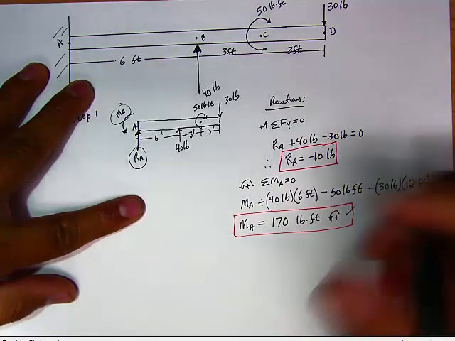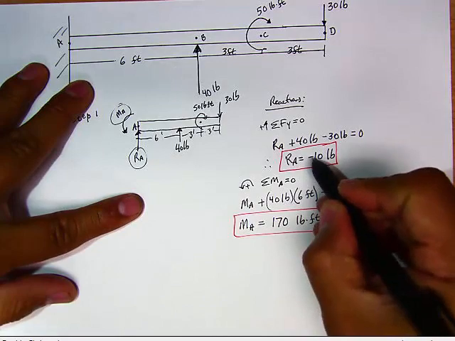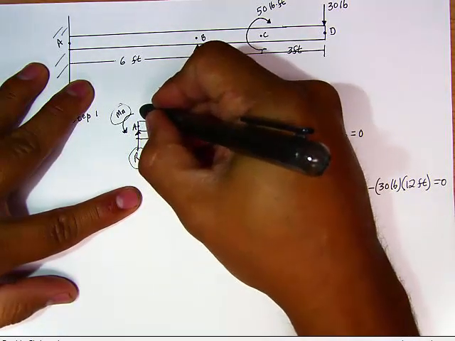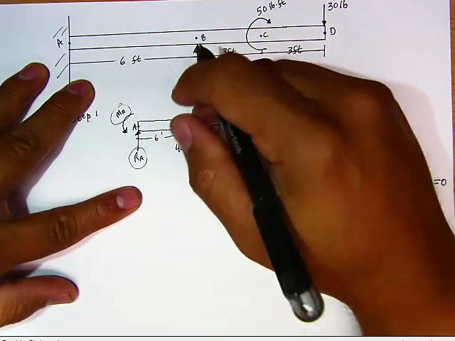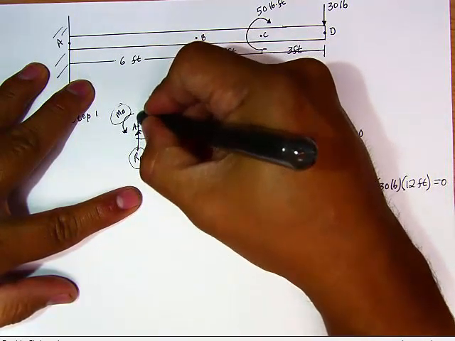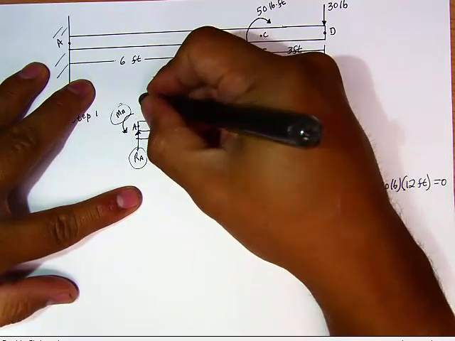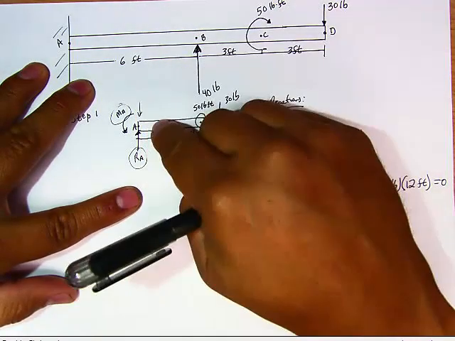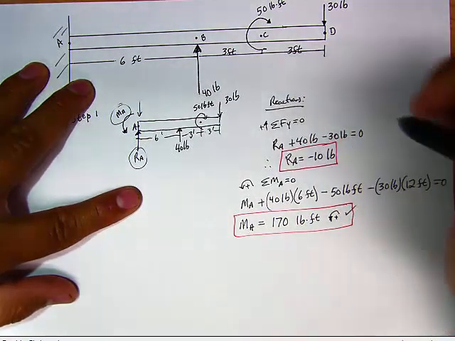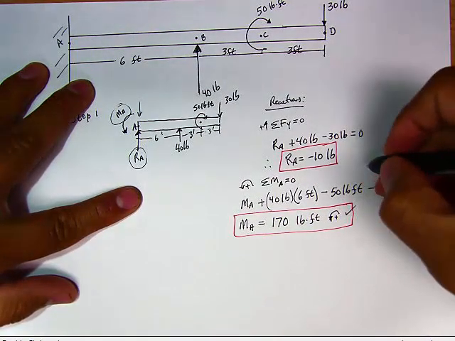So from now on, I'm going to be writing RA as a positive number. In the new free body diagrams, the sections that I'll be making, I'll be putting RA, the reaction at A, downward, okay? But that will be for my next drawings. All I wanted to know right now is to find out my reactions.